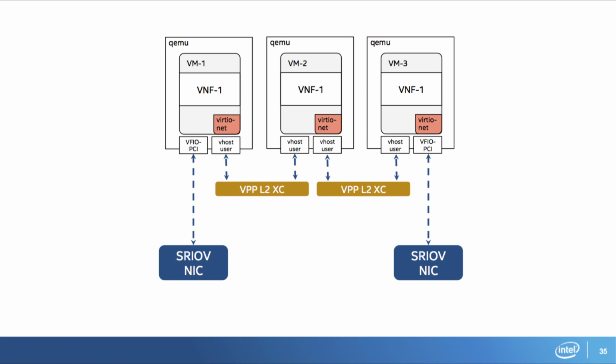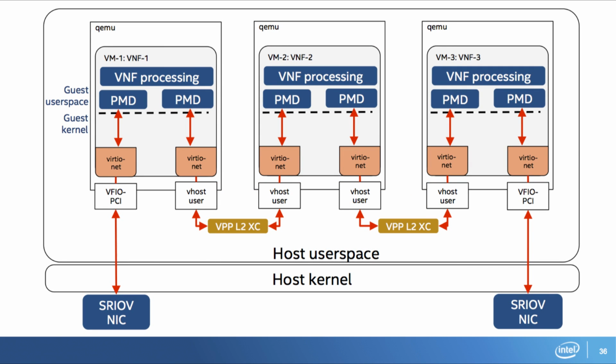And this is one possible way to construct the pipeline. So you have packets coming in from SRIOV, getting processed by the kernel network stack inside the guest, and then packets get transferred to the next VM with the help of a VPP L2 cross connect bridge. So it sends the packets in user space at a fast rate using this L2 bridge. Now you can do things even faster. So you have packets coming in from the SRIOV NIC function.